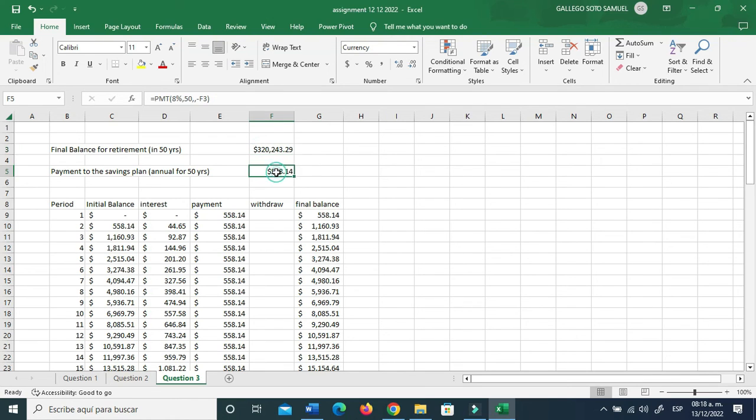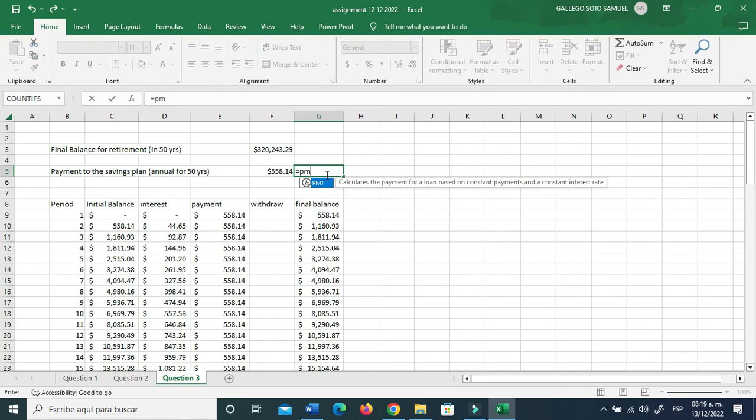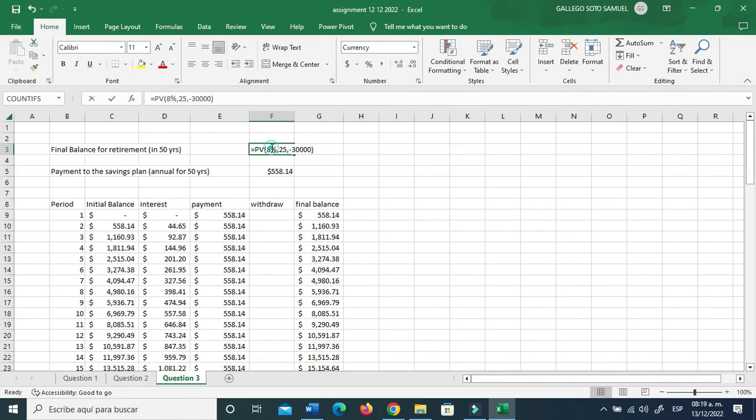Okay, so in order to get that, I'm gonna be making annual payments of $558.14. And how did I do that? Well, there is a function here which is called payment, PMT, and then you go to rate, and the rate still being 8%, comma. How many payments are you gonna be making? I mean, how many times are you gonna be saving? That's gonna be 50, because you're gonna be saving for 50 years. You know what I mean?